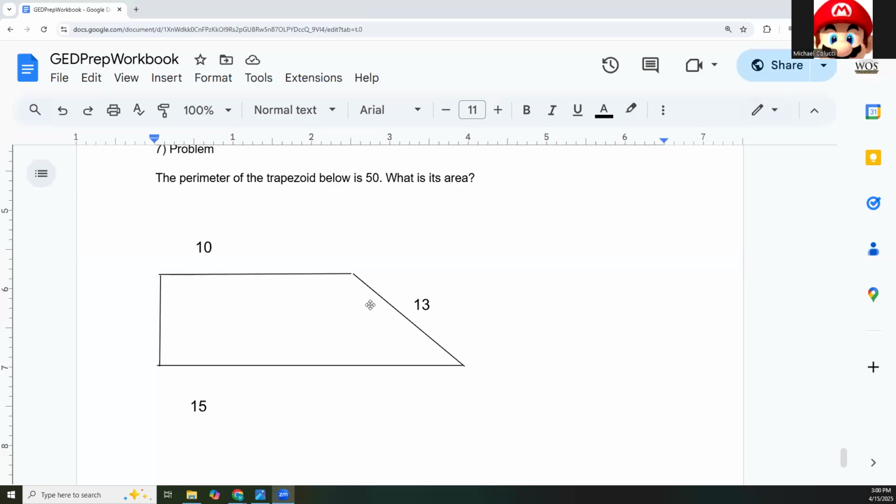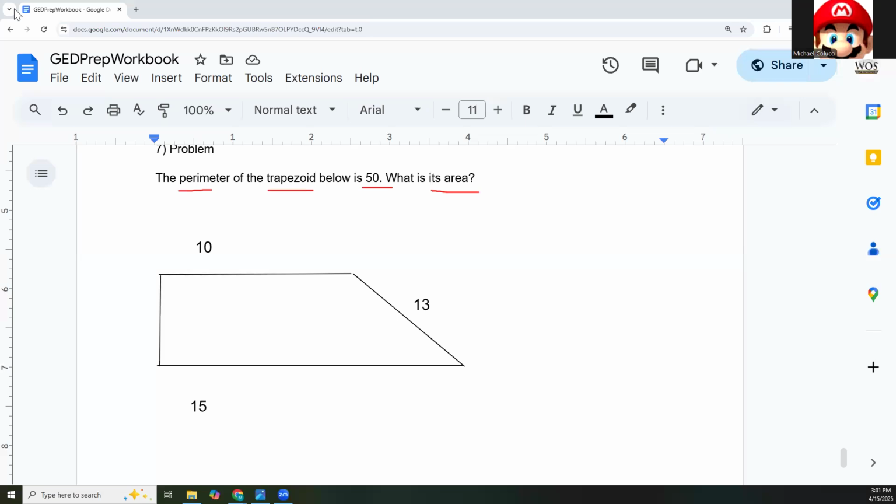All right, let's give this guy a shot. The perimeter of the trapezoid below is 50. What is its area? This picture, I had to draw it on Google Docs. It is not drawn to scale, so relax. Okay, so the perimeter of a trapezoid is 50. What is its area?